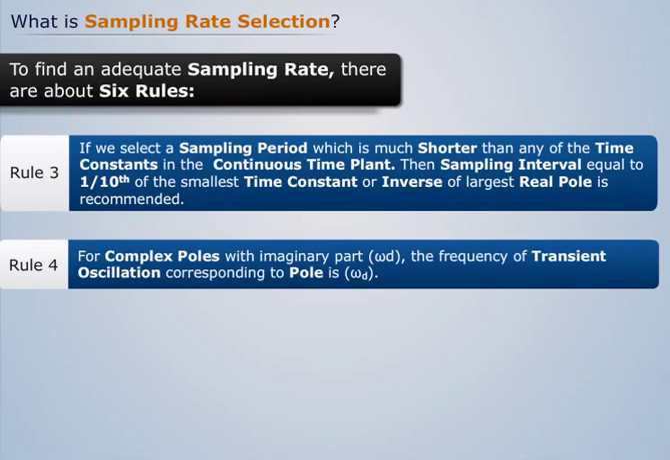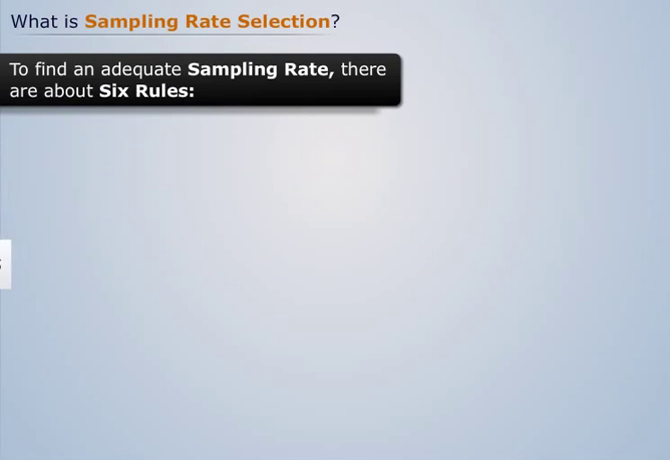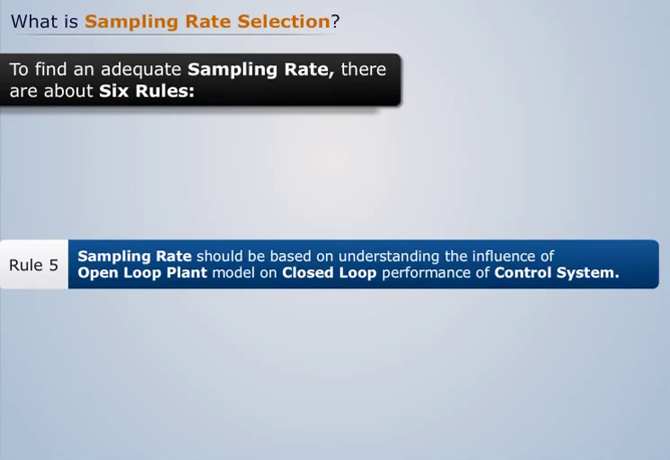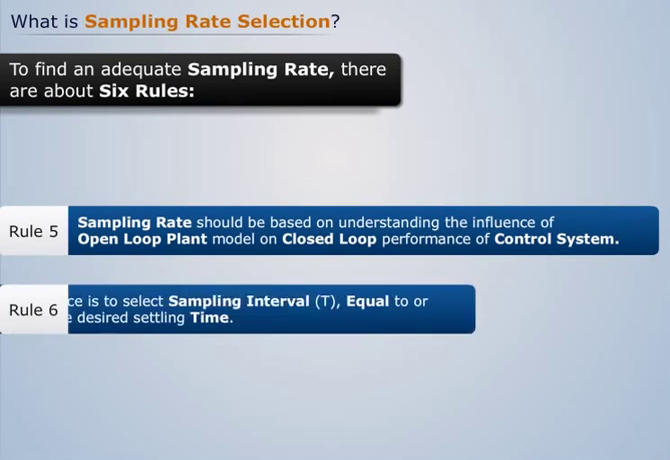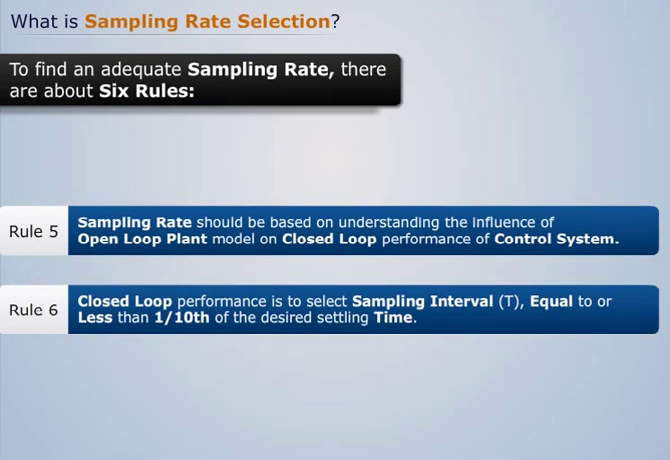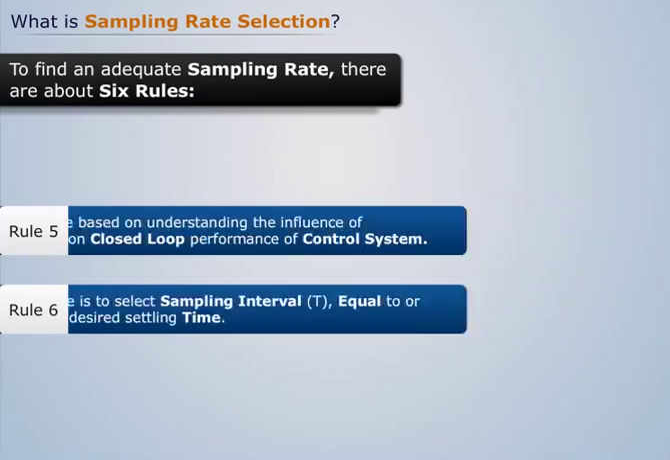Third rule specifies that for complex poles with imaginary part omega d, the frequency of transient oscillation corresponding to pole is omega d. Sampling rate should be based on understanding the influence of open-loop plant model on closed-loop performance of control system. Another rule of thumb based on closed-loop performance is to select sampling interval t equal to or less than 1/10 of the desired settling time.